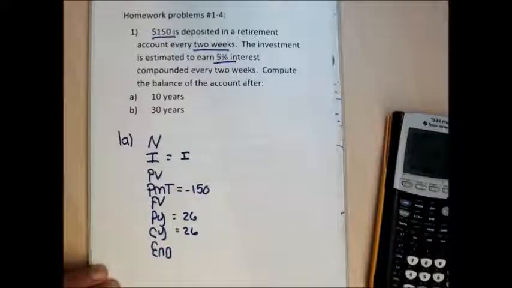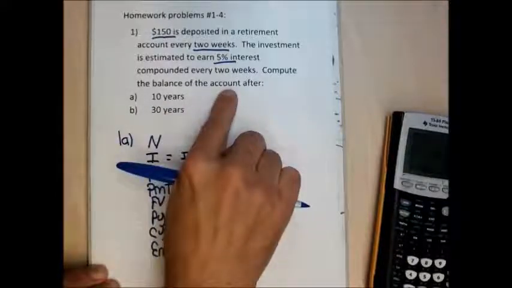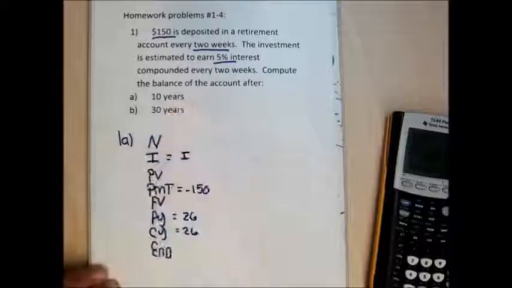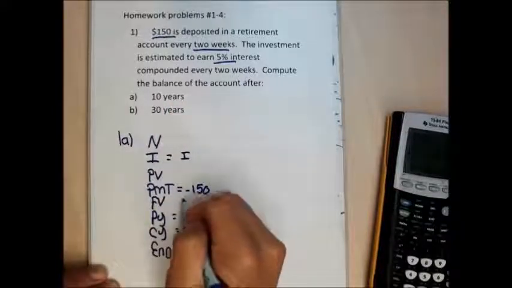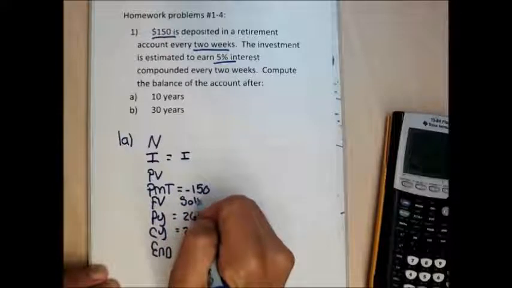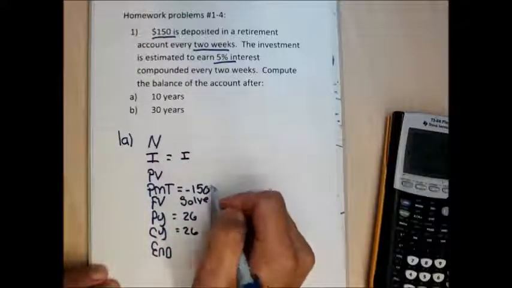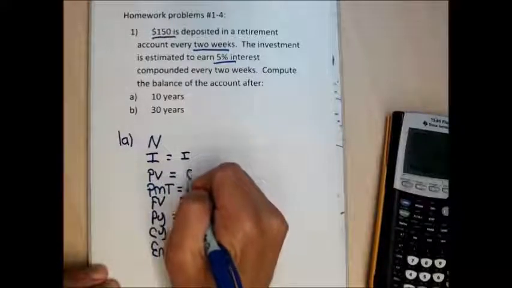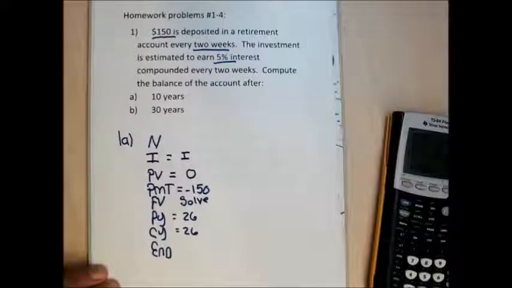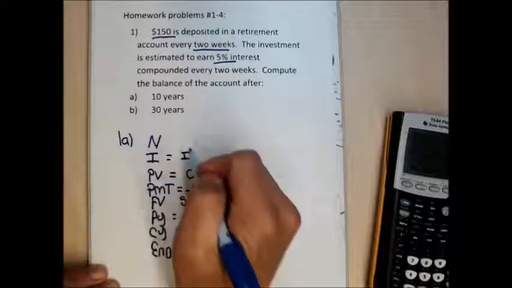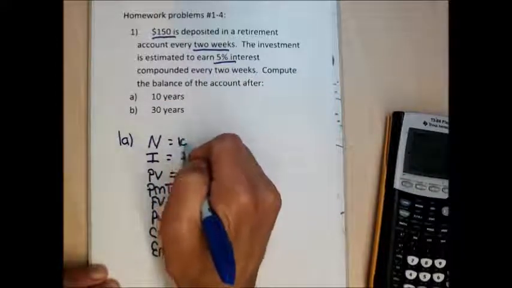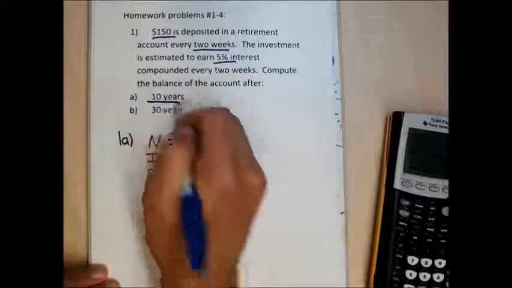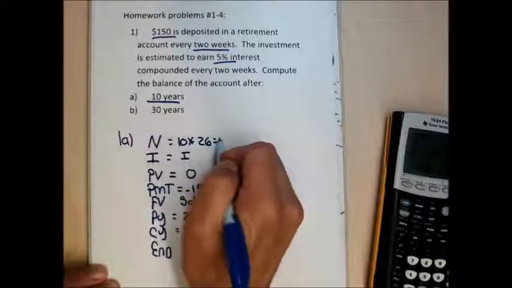And then for part A, compute the balance in the account after 10 years. That means I'm trying to solve for FV, because I'm trying to find the value in the future. That also by default means I need to put something in for PV. PV is the amount of money I would have had saved up to start. It doesn't talk about any money in my savings account, so I'm going to put a 0 there. And in for the N, I'm going to plug in 10 times 26 for the 10 years and 26 payments per year. That's going to be 260.